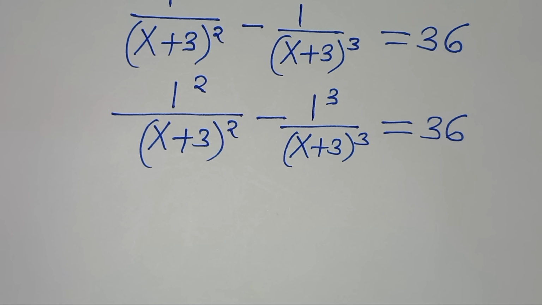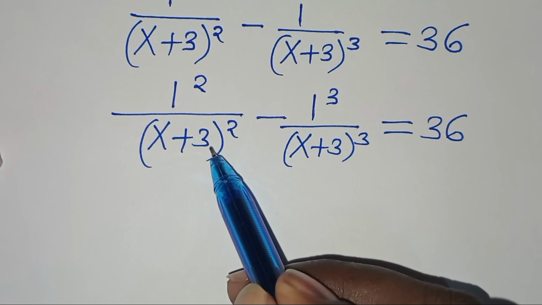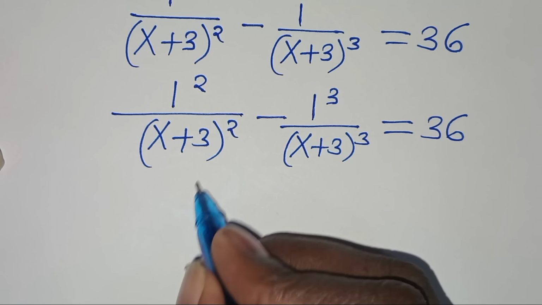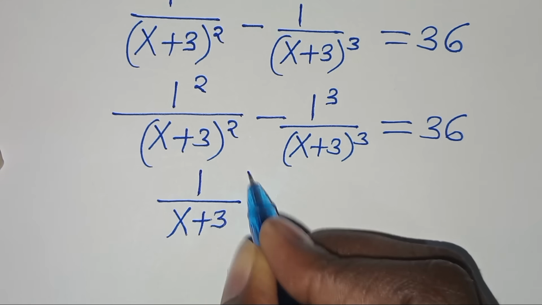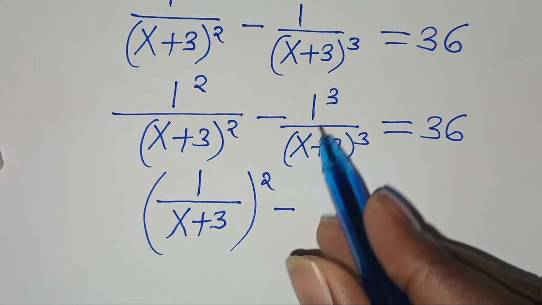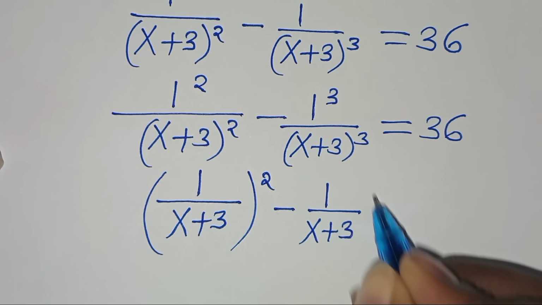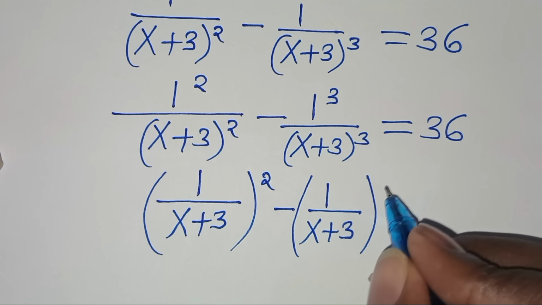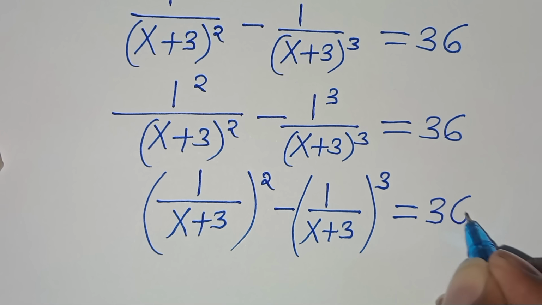Now, we have 1 to the power of 2 and (x plus 3) to the power of 2. So this is 1 over (x plus 3), everything raised to the power of 2, minus 1 over (x plus 3), everything raised to the power of 3, equal to 36.